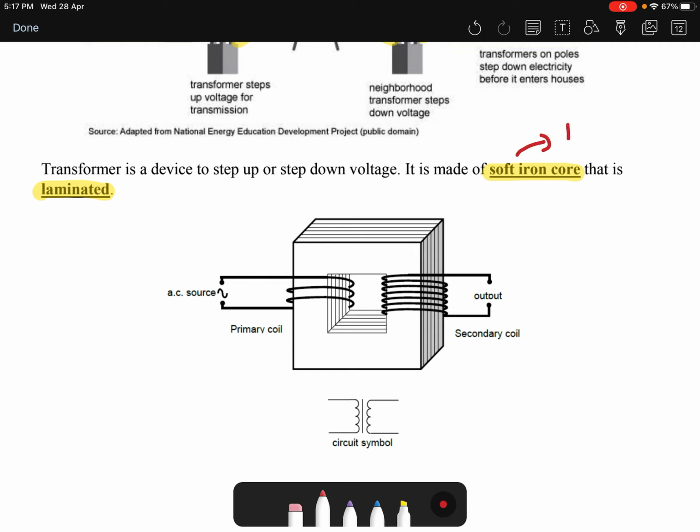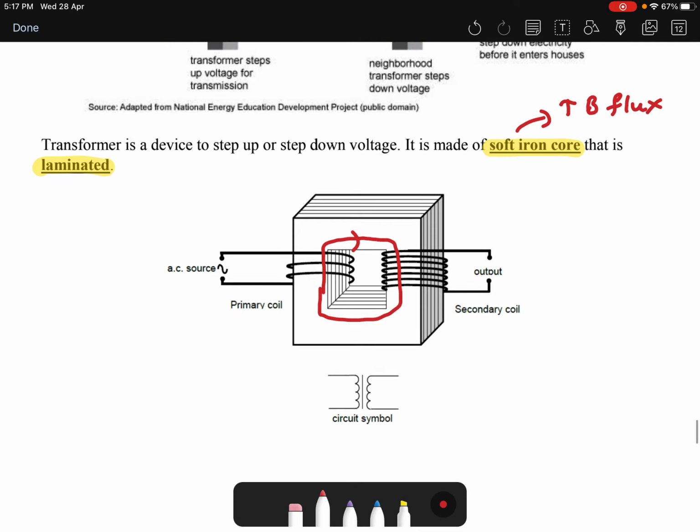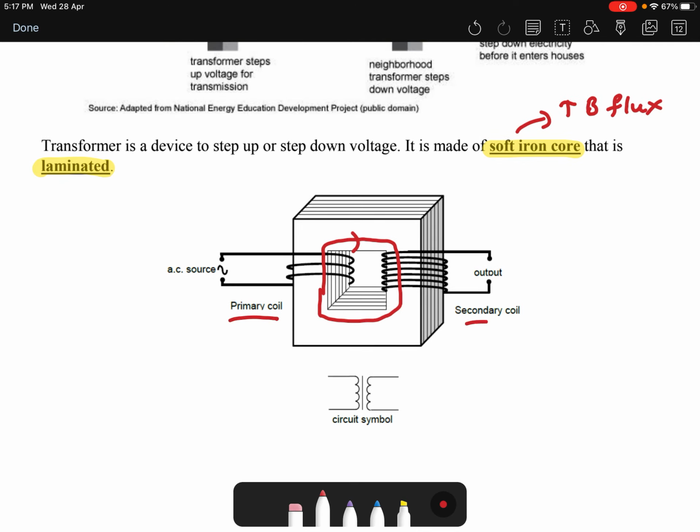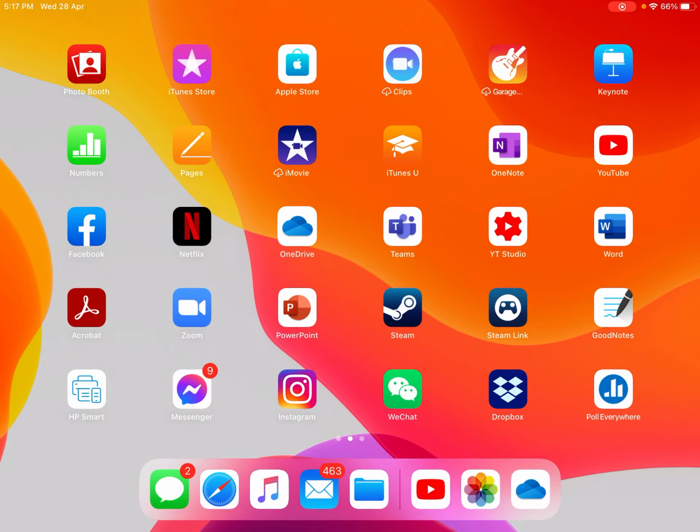This is to increase your magnetic flux, and of course to reduce leakage. Remember, the soft iron core is something like magnetic shielding. The magnetic field will travel in this direction. It will not leak out. We have a primary coil and a secondary coil. For a transformer to work, you must make sure that the electricity we are dealing with is AC, not DC. Why?